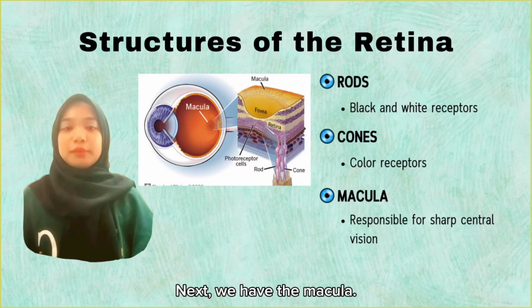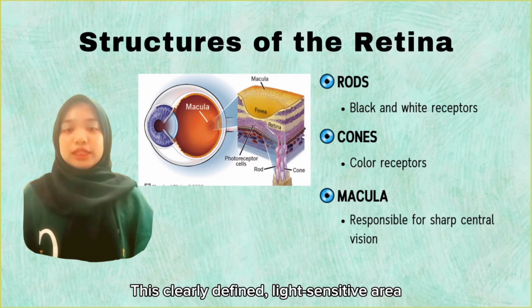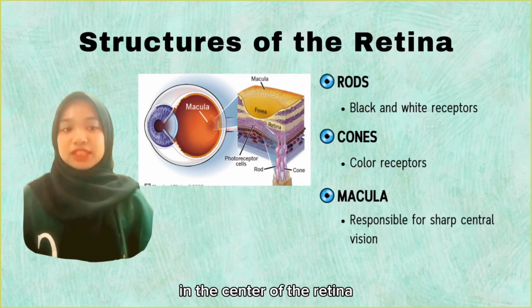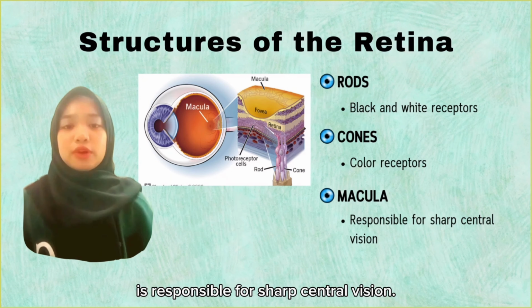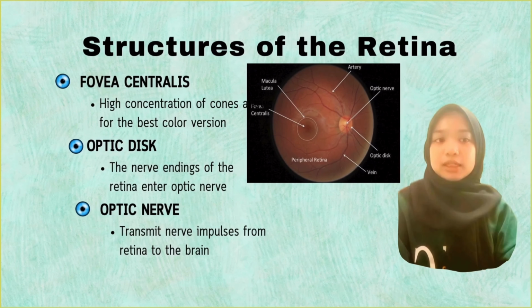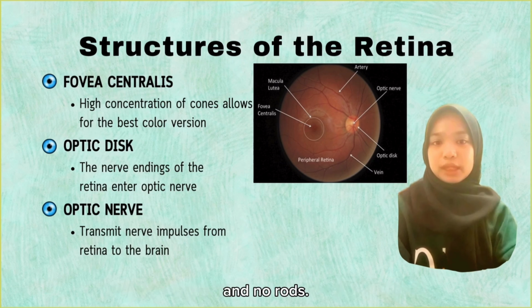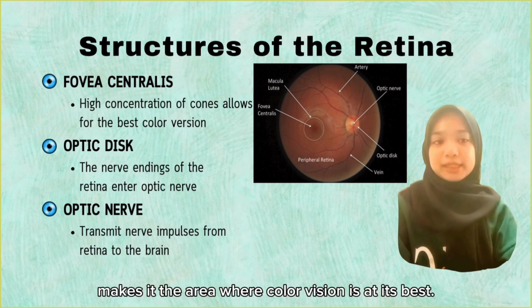Next, we have the macula. Macula is also known as the macula lutea. This clearly defined light-sensitive area in the center of the retina is responsible for sharp central vision. Within the macula lies the fovea centralis, a small bit that boasts the highest concentration of cones. This makes it the area where color vision is at its best.